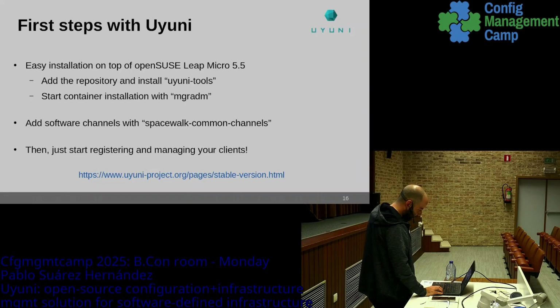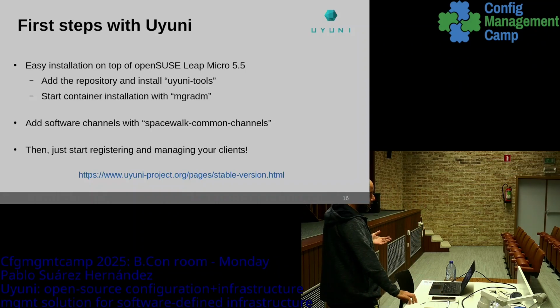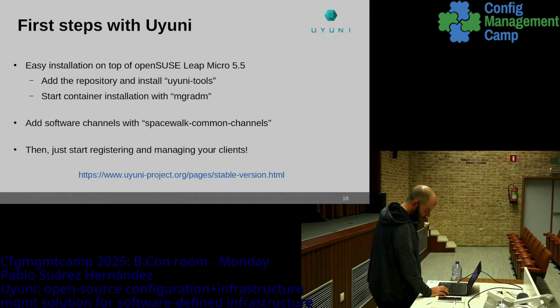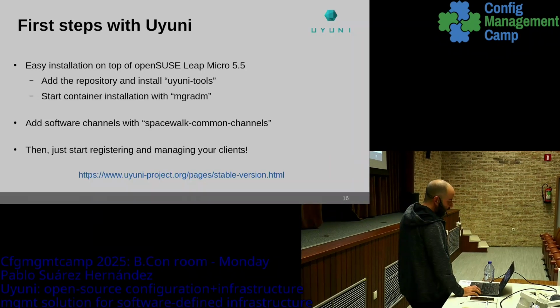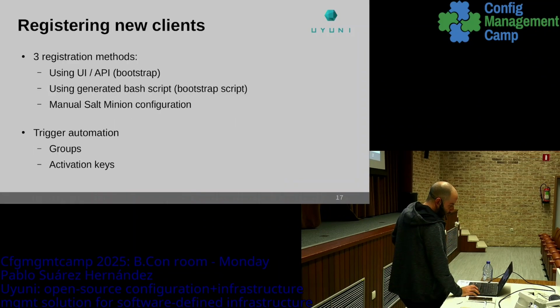It might be that we are able also to run this on Kubernetes. We would see. Once you have your container running, the next thing you need to do is to enable the channels of your different distributions or the channels with the software that you want to start using on those clients that you want to manage. And after that, you can start with the registration and start playing with it.